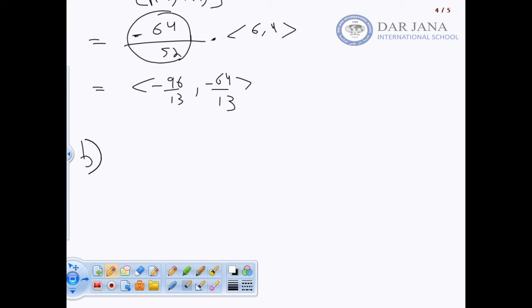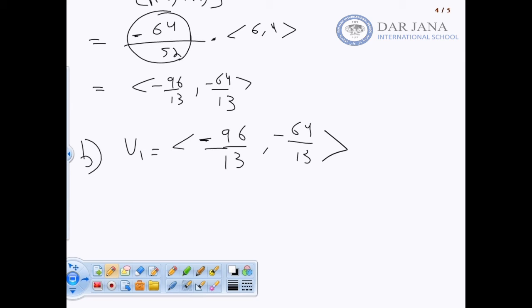Part B, find vectors V1 and V2 such that V1 is parallel to W, V2 is orthogonal to W, and V1 plus V2 equals V. As I mentioned before, the projection of V onto W is the vector which is parallel to W. I will call it V1. V1 is negative 96 over 13, negative 64 over 13.